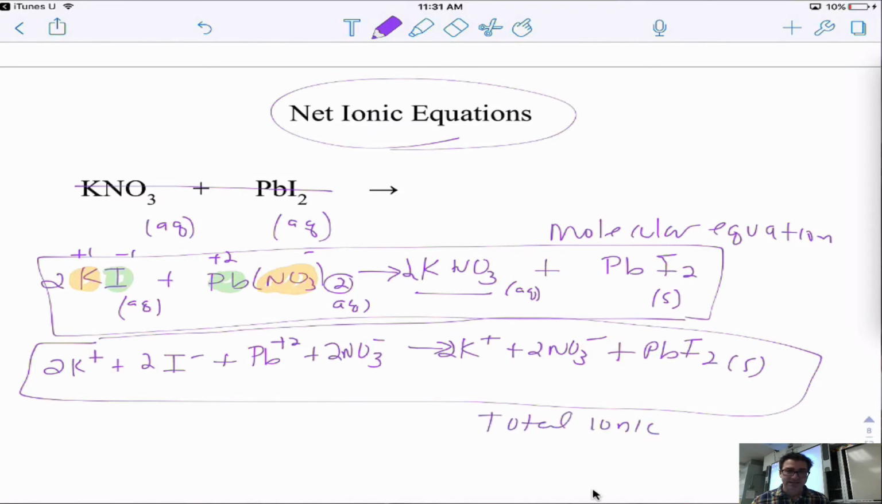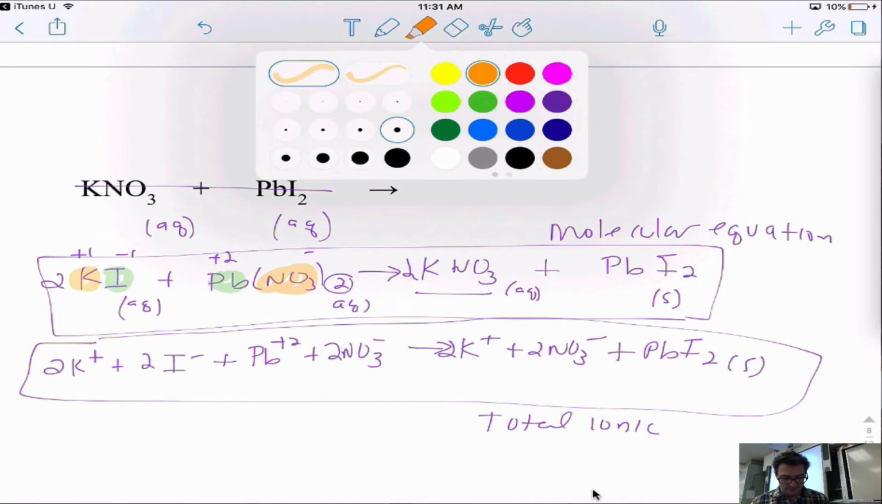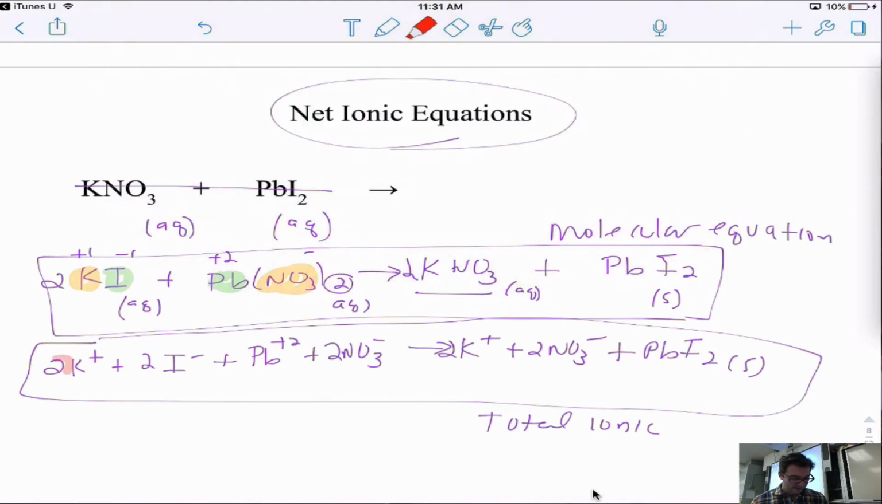But the thing is this, there are ions in here on both sides that aren't doing anything. And we can see that here, if we were to highlight them, we have our K and our K, our NO3 and our NO3, and they're exactly the same. And this is just like a math equation where you'd have 2x on the left and 2x on the right. You can cross out those like terms.